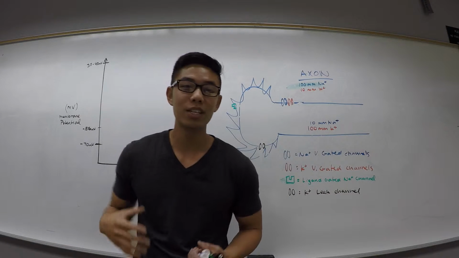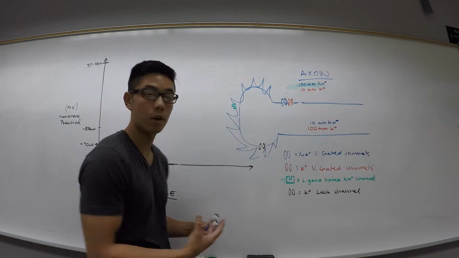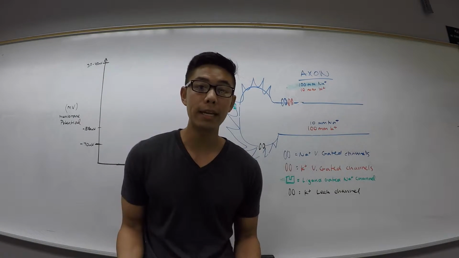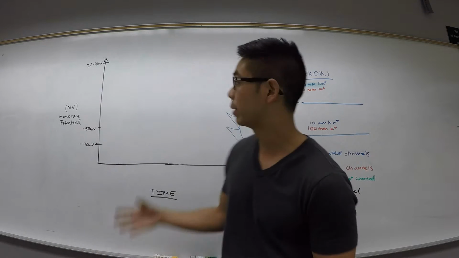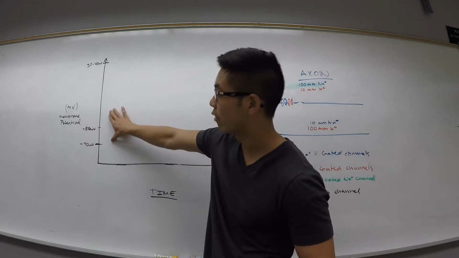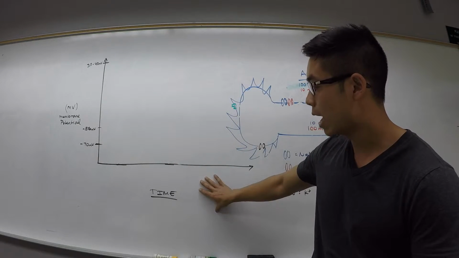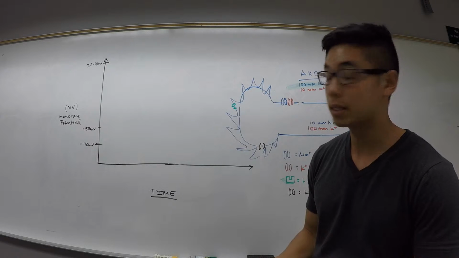How's it going? So in this video, we're going to be taking a look at the different types of channels that we have on our neuron, and we're going to be relating that to its membrane potential versus time. Here on the y-axis, we have our membrane potential, which is going to be in millivolts, and here we have our time, which I'll draw on for you in a second.